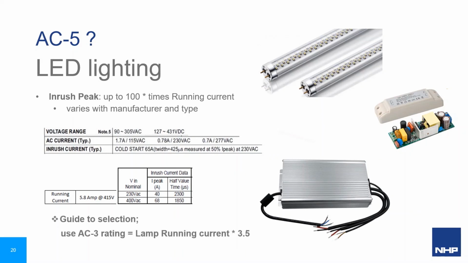As the inrush data varies widely, depending on the type and manufacturer, the selection guide as used for floodlighting could be used with AC3 ratings of a contactor in the order of 3.5 times the lamp's running current.